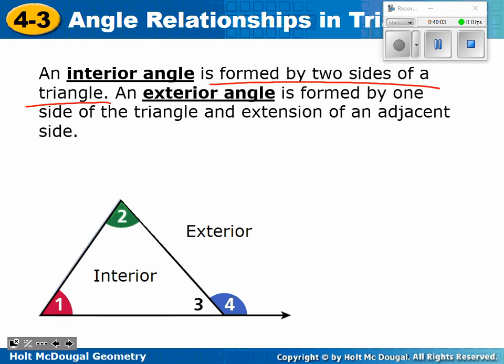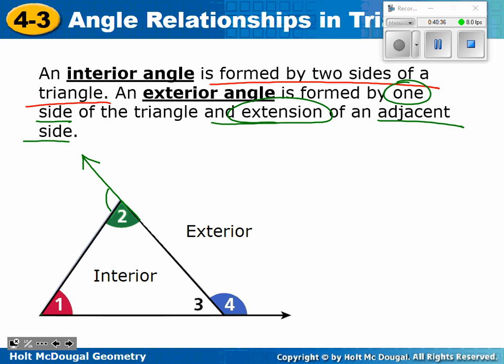An exterior angle, this is important, the definition, because every year students want to think that there's more than one at a vertex. Look at the definition. An exterior angle is formed by one side of the triangle, so it stays the same, and the extension of the adjacent side. So you're going to take one side of your triangle and leave it alone, and then you're going to extend out the other side of the triangle. So you only extend one of them. If you extend one, then that's an exterior angle.